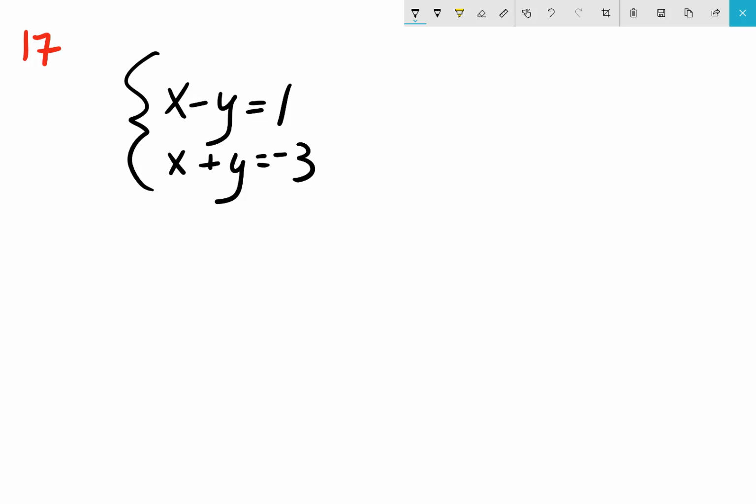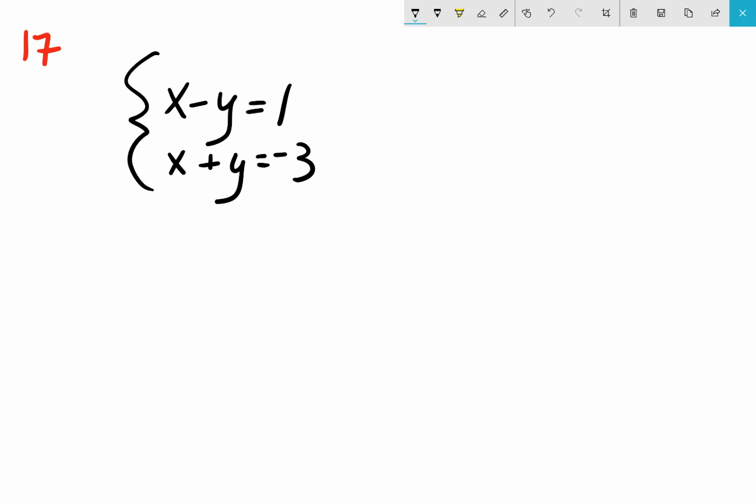Okay, this is number 17, and we're supposed to solve it by elimination. Elimination means you're going to get rid of either the x's or the y's by adding the two equations together, and you want one, either the x's or the y's, to have opposite coefficients.